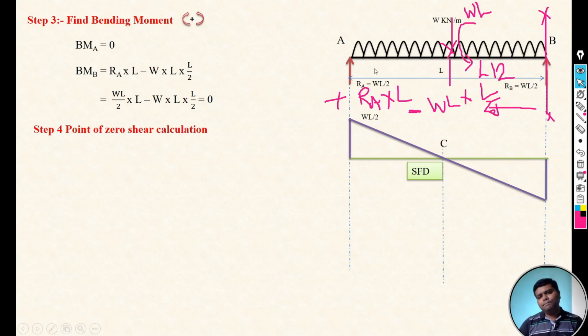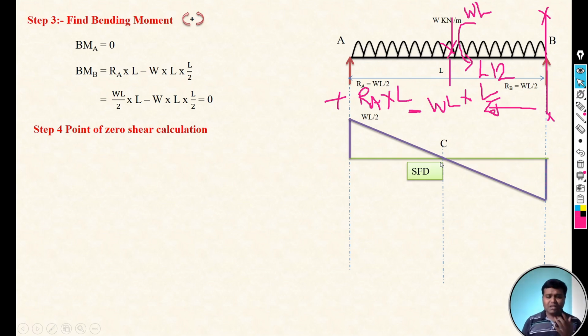Now see here, the bending moment at A as well as the bending moment at B is 0. But we have already discussed one point in the concept: when your shear force is 0, at that point your bending moment is maximum. And if you see over here, our shear force is 0 at C point, it means our bending moment is maximum at C point.